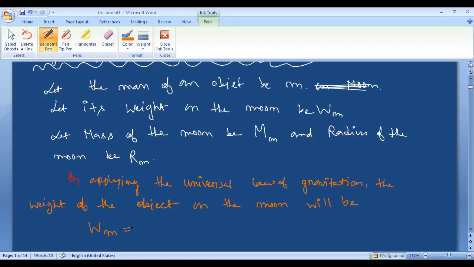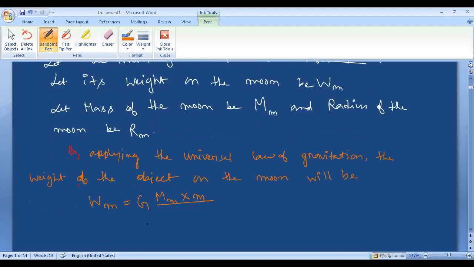Now what is the force by which the Moon will attract the body? This is given by the universal law of gravitation: capital G into mass of the Moon into mass of the body. Mass of the Moon and mass of the body.